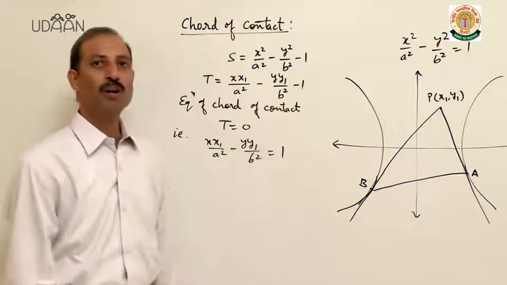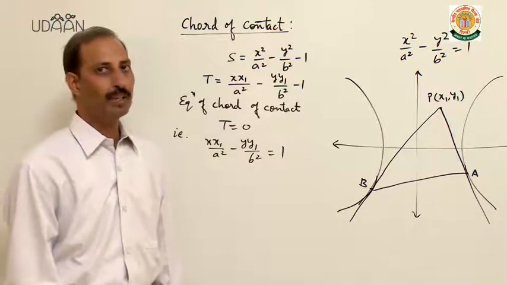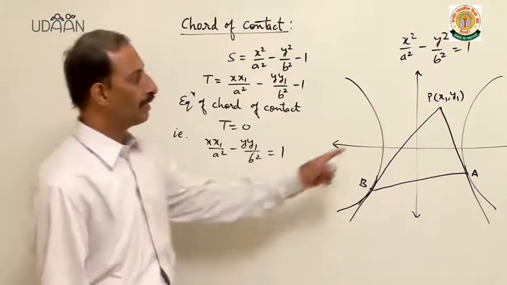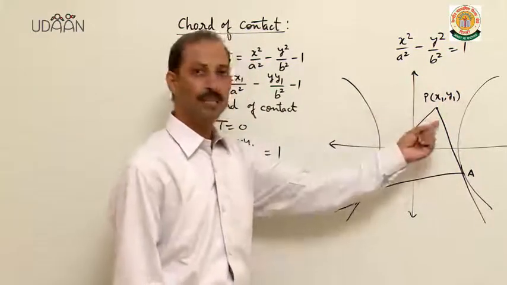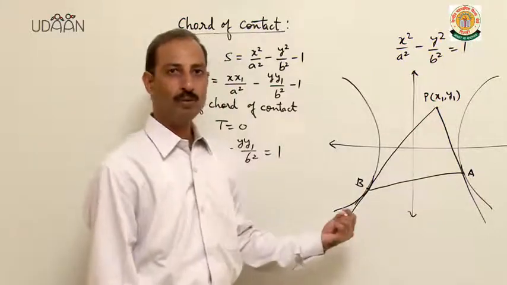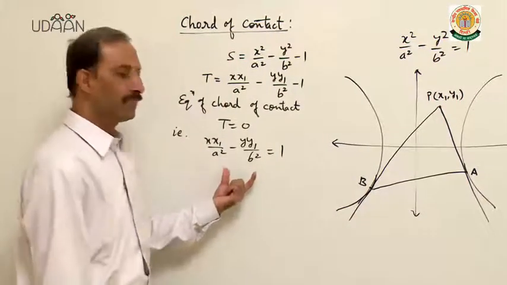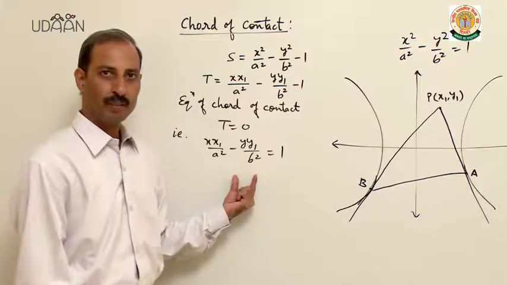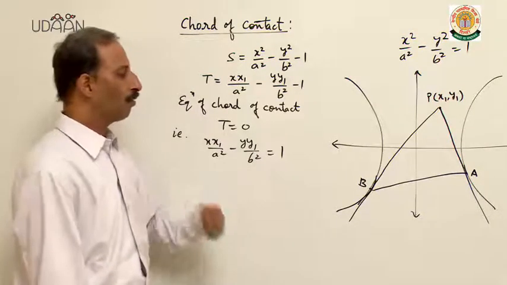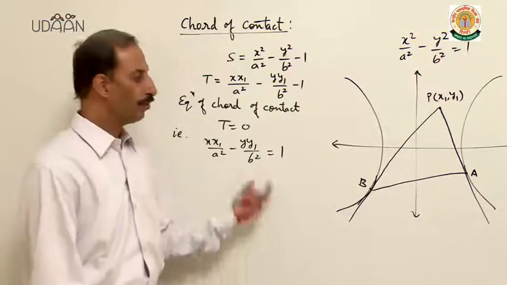The same type of equation you got when you were finding the equation of tangent. But in that case point P lies on the hyperbola. Here point P is outside the hyperbola. So T equal to 0 here represents the equation of chord of contact. Clear this? Now we are taking one example based on this.